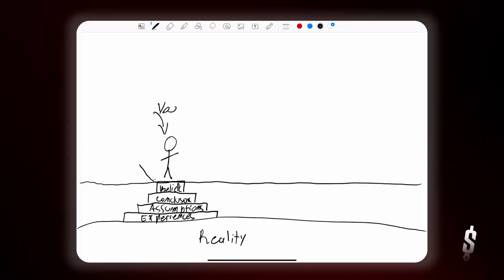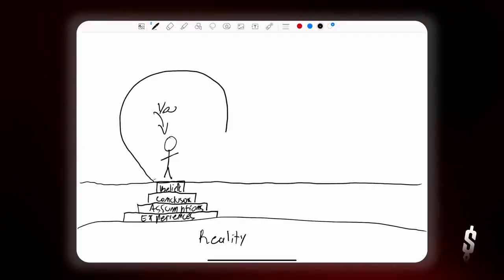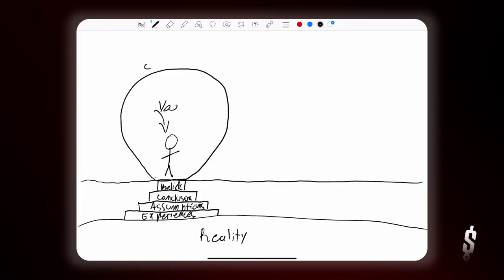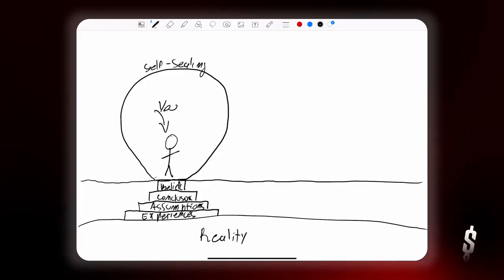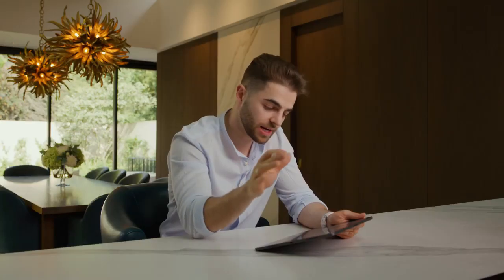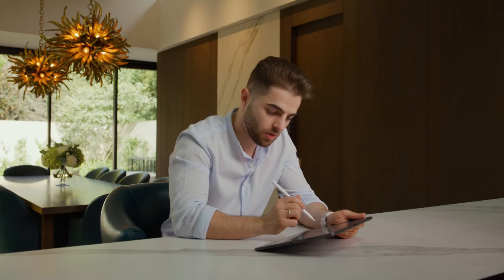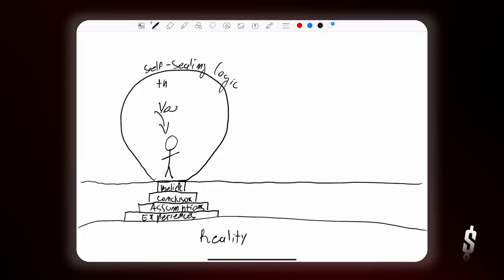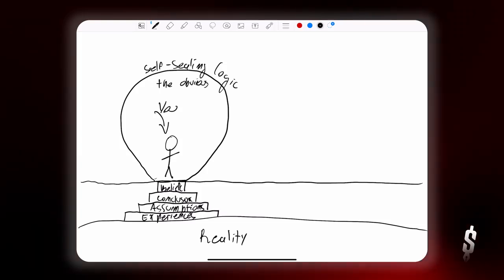And why is this important? Because here, surrounding yourself, you create this bubble. And this bubble is what is called self-sealing logic. I'm going to explain why it's self-sealing in a minute, but everything that's inside this bubble is what you call the obvious. It's what you call your reality. So everything I have here is obvious to you. And if something is inside here, you consider that as truth.